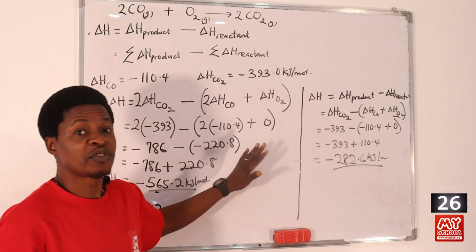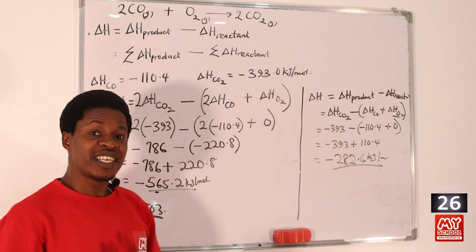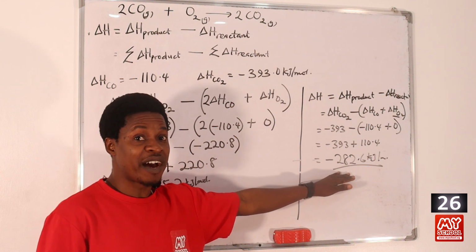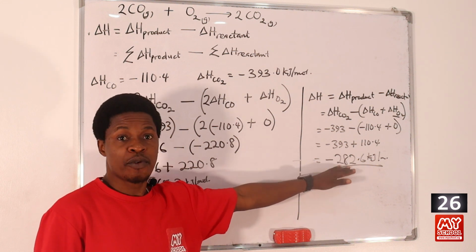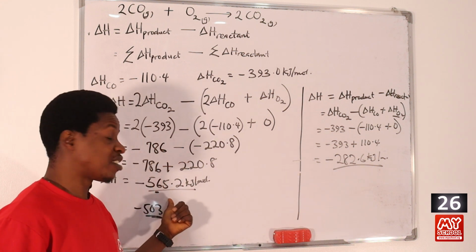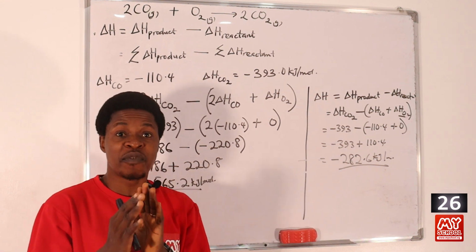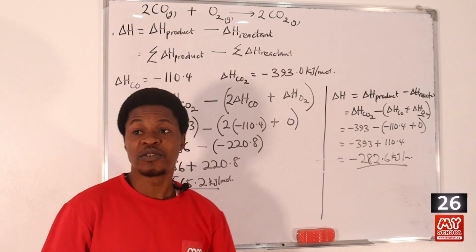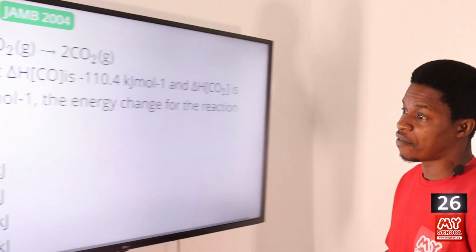So based on what we have solved now, my submission is that I'm going to go for this, since this is one of the answers that we have there, negative 282.6, and not this. So whatever your own submission is, please feel free to share with us in the comment section, and then you can explain. Let's move on to the screen so that we can see what we have there.